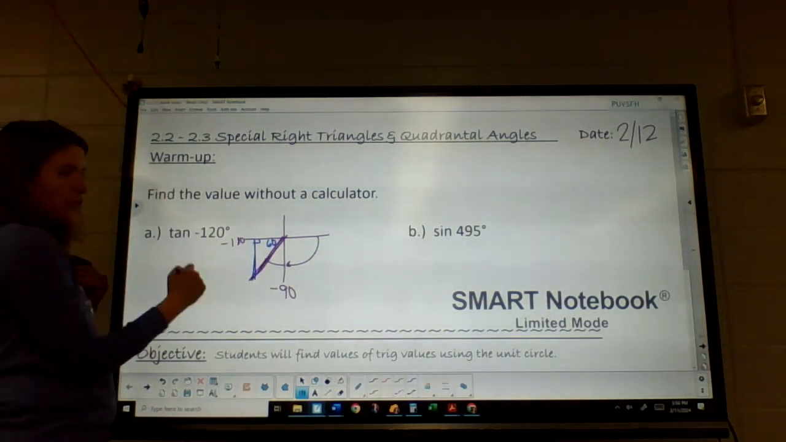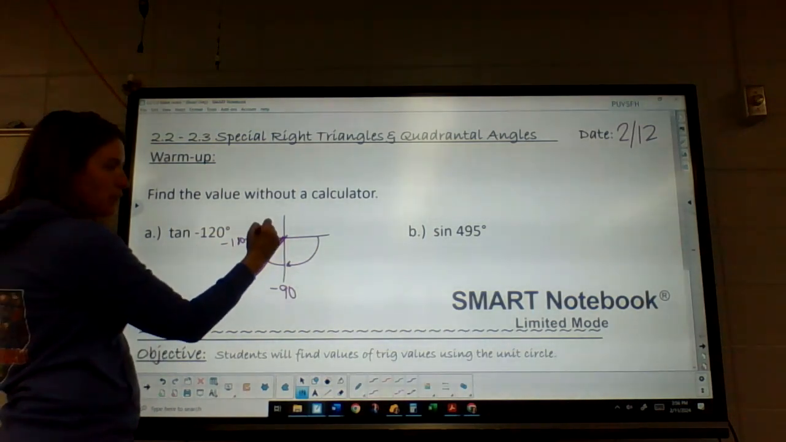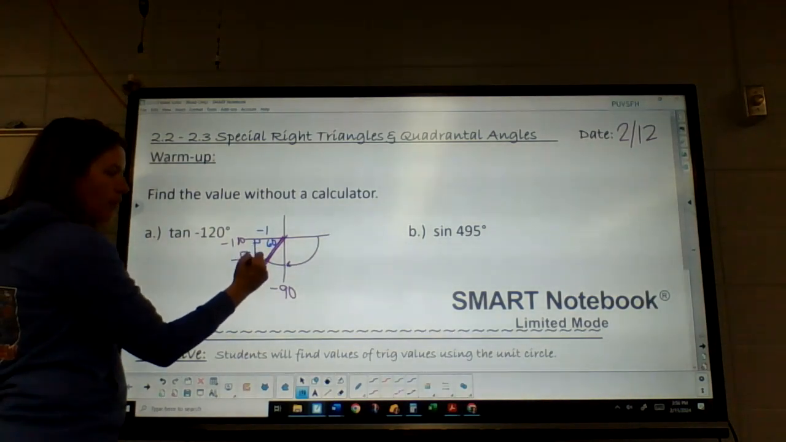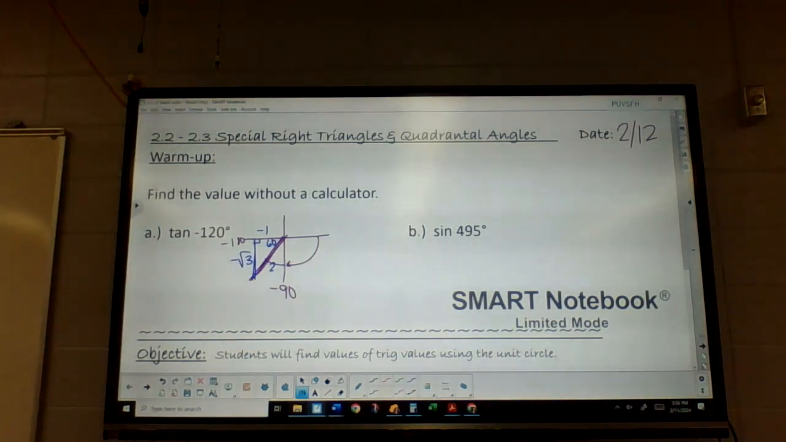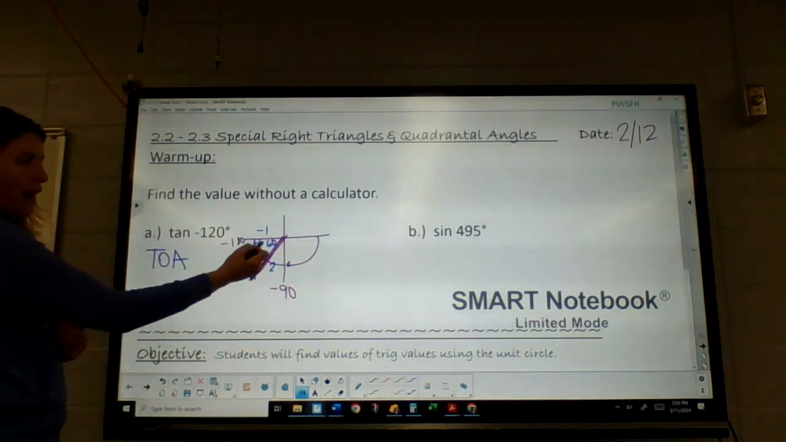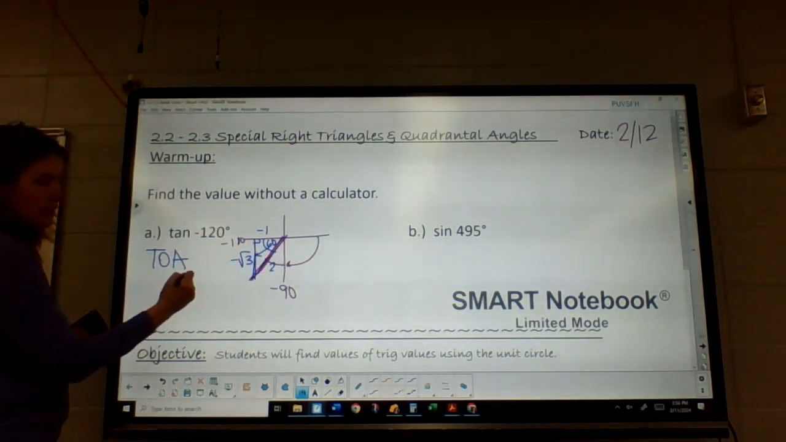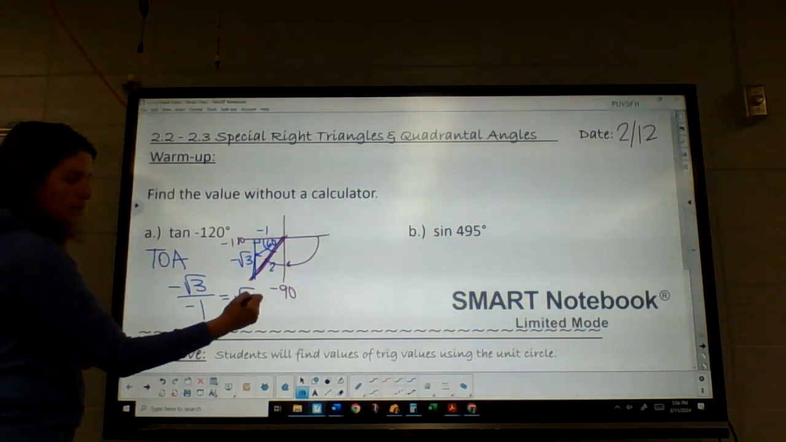So that means this is our 30, 60, 90, which I start with our short side, which is 1, but it's going to be a negative 1 because we're going left. We're going down square root of 3, and then the hypotenuse is 2. So for tangent, we're doing TOA. So we're doing opposite over adjacent. And so it ends up being a positive square root of 3.